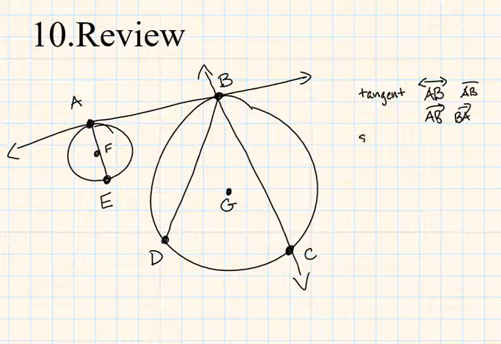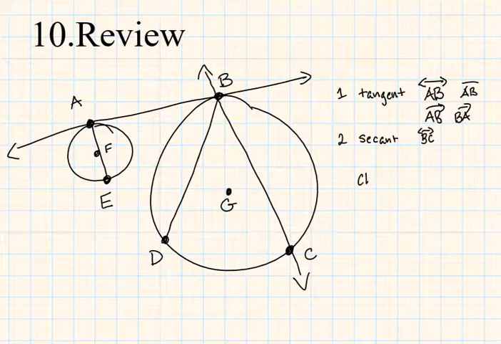If I were to move on to secant, we need to remember that the difference between a tangent and a secant is that instead of passing through one time, it cuts through the circle twice. So one secant would be BC, and all you're going to have to do is list one.